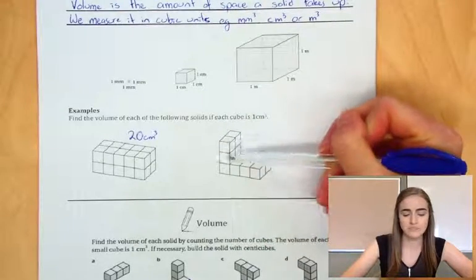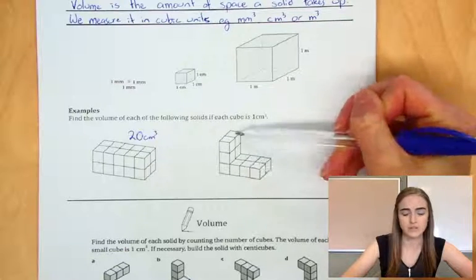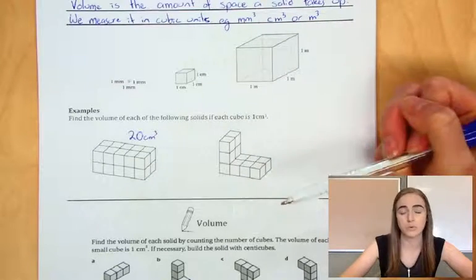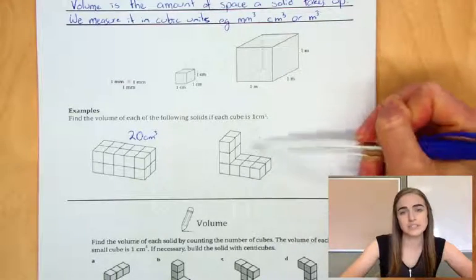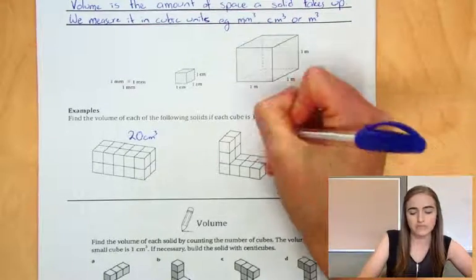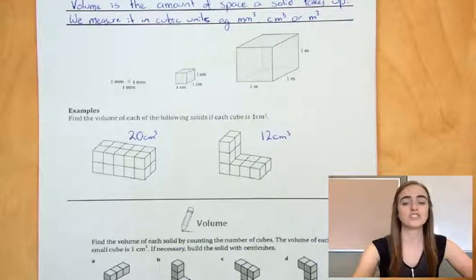If we count how many are in this first row, in this L shape, and then we've got another row behind it, so we can double what we get. So we've got 1, 2, 3, 4, 5, 6, which means if we double it, because there's that second row behind it, we would have 12 centimeters cubed. So that's just an introduction to volume.